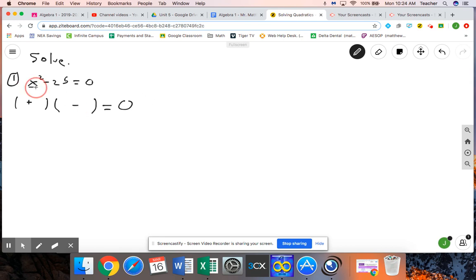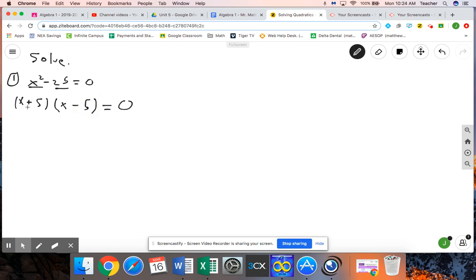That means since this x squared is a perfect square, I just take the square root of it. I get x from both. I see that 25 is a perfect square. If I take the square root of it, I get a 5 and a 5.